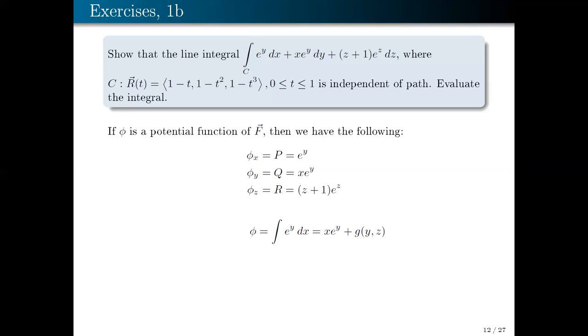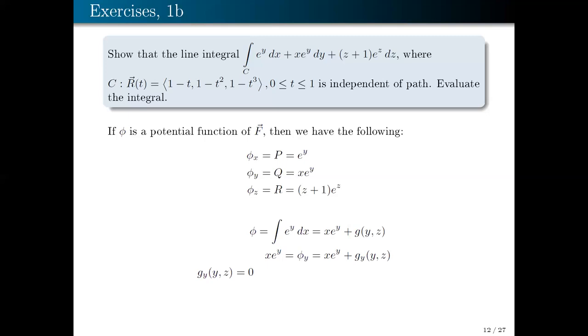Okay. All right, so that's the first thing that we want. Now we differentiate this with respect to y and compare it with phi sub y as given here. That gives us phi sub y equal to x e to the y plus g sub y. But we want this to be equal to x e to the y from the given. Okay. So now, they both have x e to the y, both sides. So this tells us that g of y and z is a constant with respect to y.